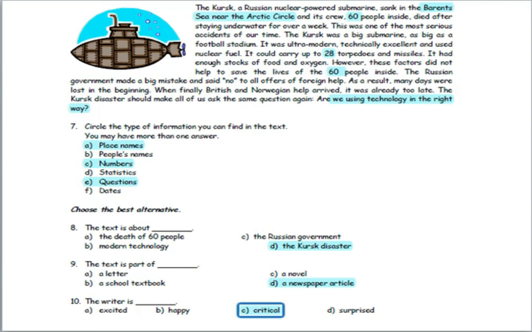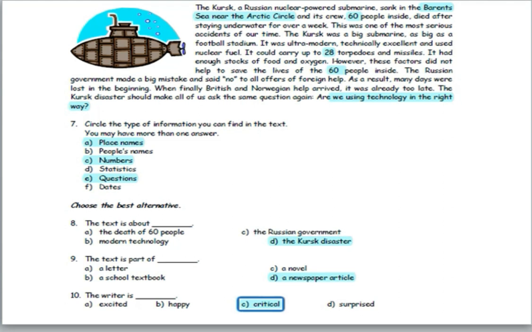And when we look at the last question, I think the writer is critical, and we can understand this thanks to the last sentence of the text. It is a question, in fact. Are we using technology in the right way? So the writer is questioning this situation with a pointed question at the end.